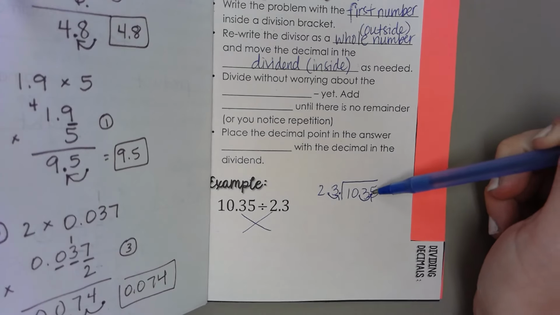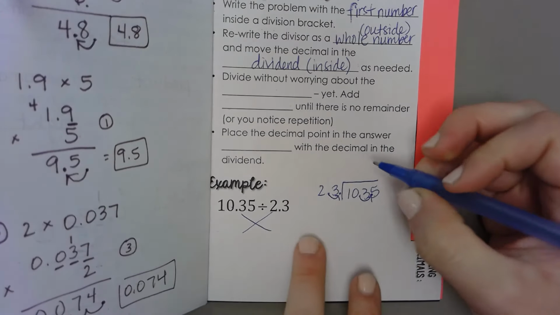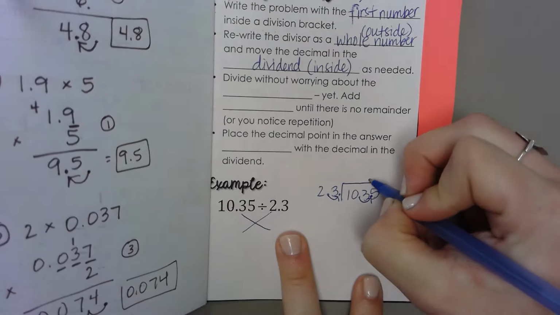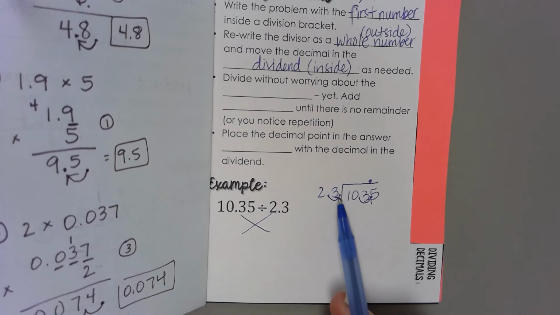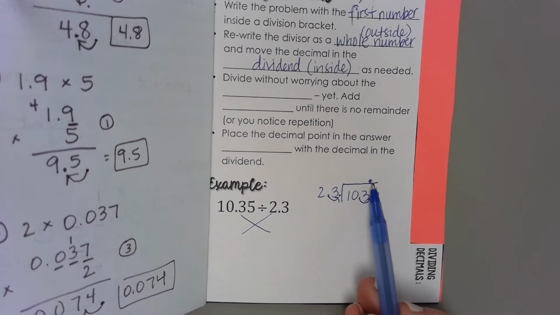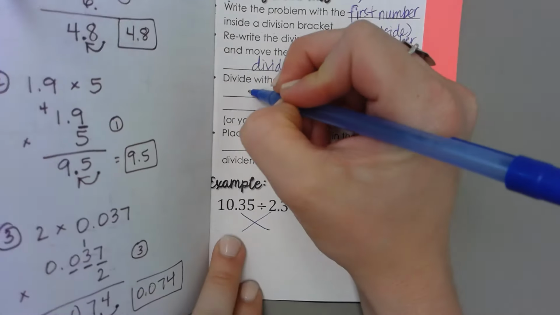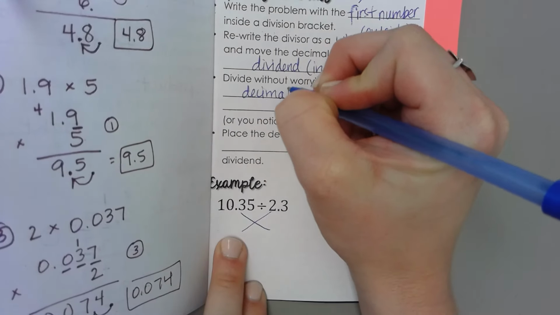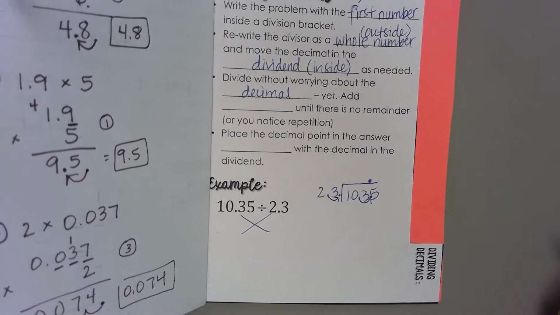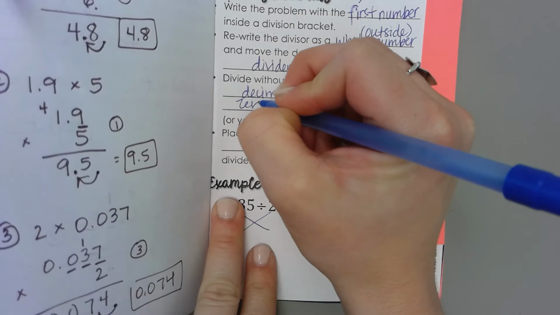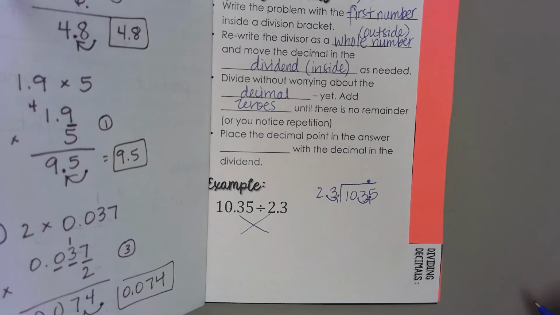Once you have the decimal point in your dividend moved as many places as it needs to go in order to match the number of places you moved it on the outside, you can put your decimal point straight up on top of the bracket for your quotient. Okay, now the next step says divide without worrying about the decimal yet. We're going to add zeros until there's no remainder or you notice repetition.